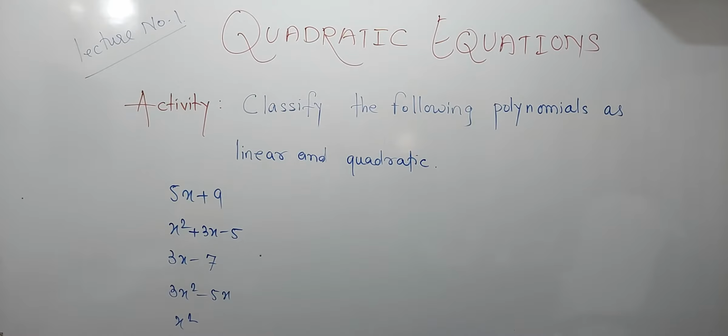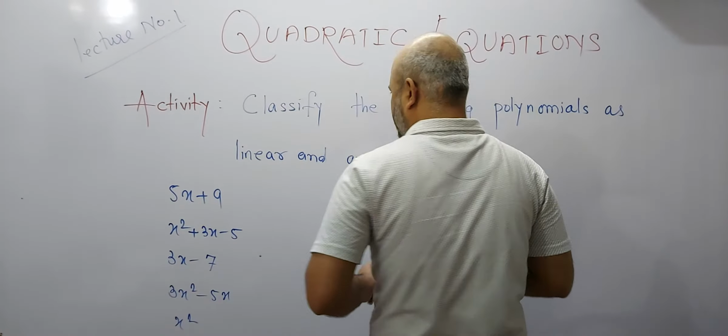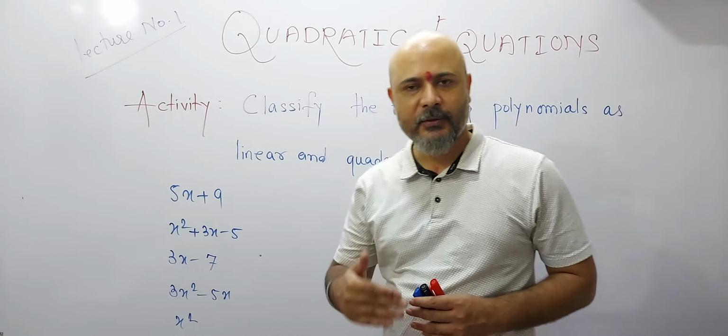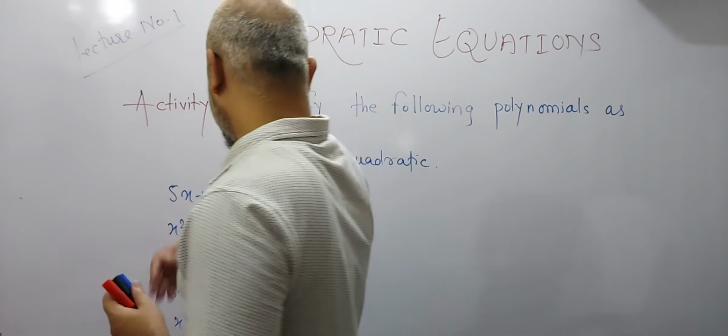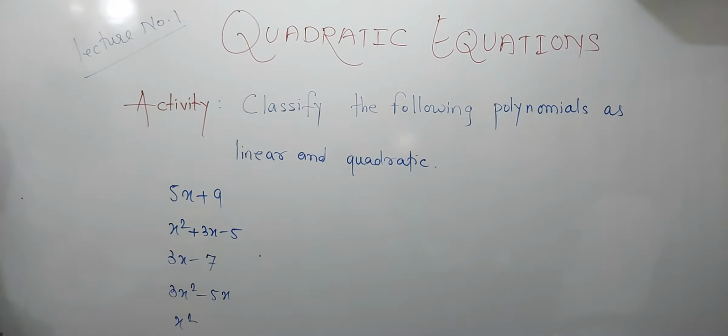When the degree of the polynomial is 1, then it is called a linear polynomial, and when the degree of the polynomial is 2, then it is called a quadratic polynomial. So this is the activity which is given on page number 30.